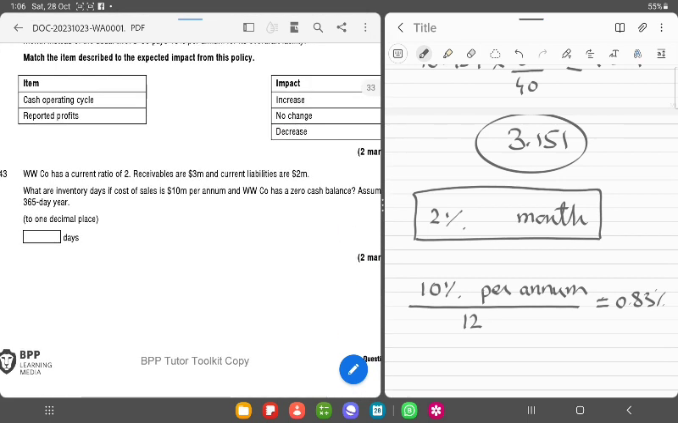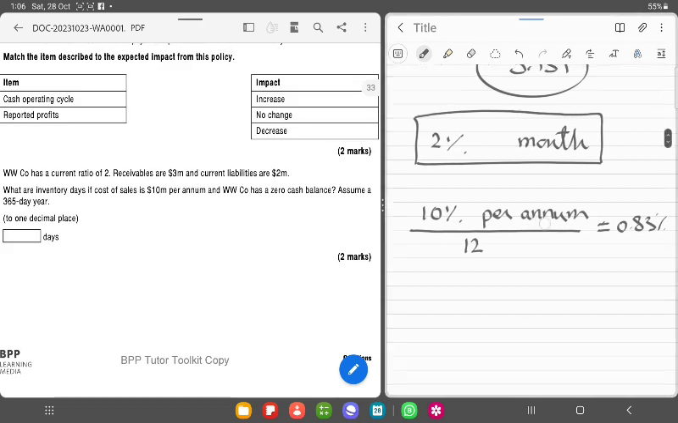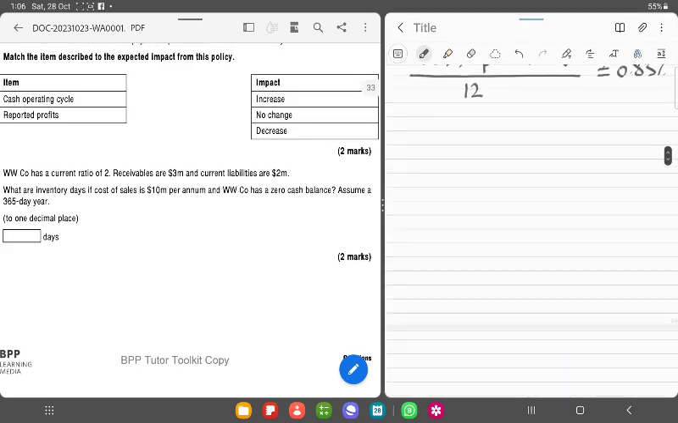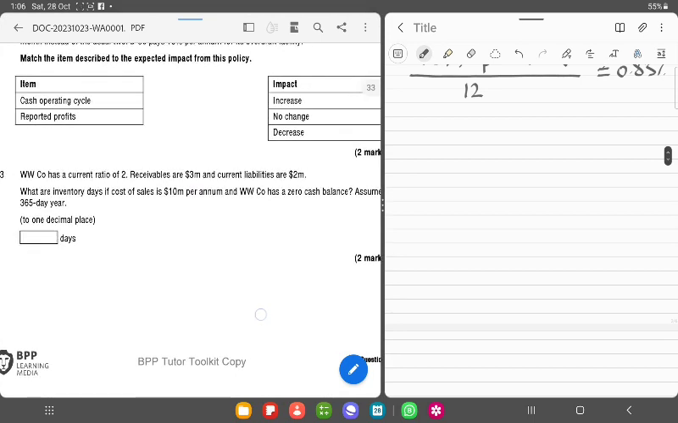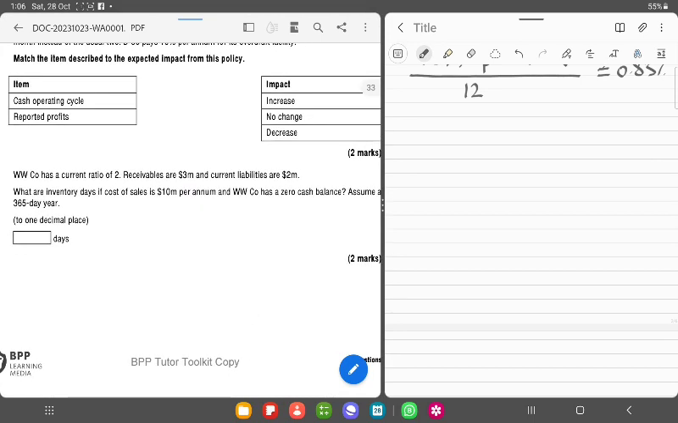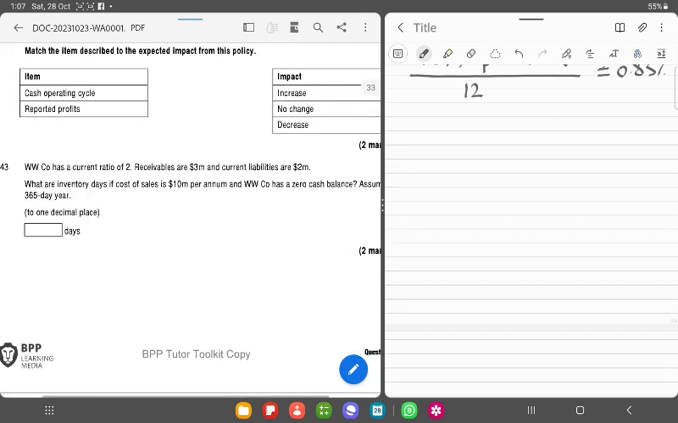Now it is an easy question, a very common question. WW company has a current ratio of 2, receivables are 3 million, current liabilities are 2 million. What are the inventory days? To find the inventory days, we need to know the value of inventory. The cost of sales is 10 million and the cash balance is 0.